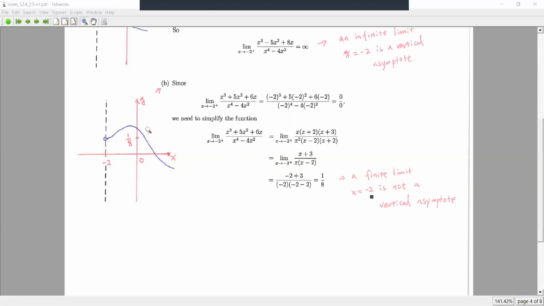Here is a possible graph of the function. When x approaches negative 2 from the right side, the curve approaches this open dot, this point. This point height is 1 over 8. Because the graph doesn't approach infinity, this time, this vertical line is not a vertical asymptote.